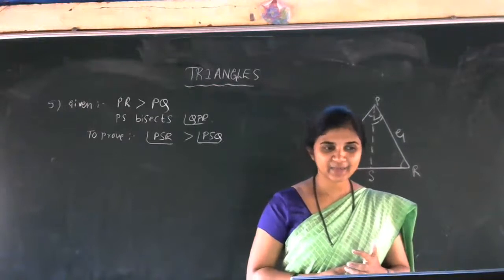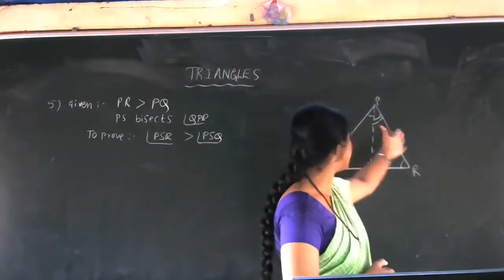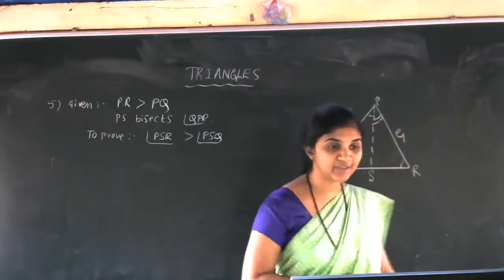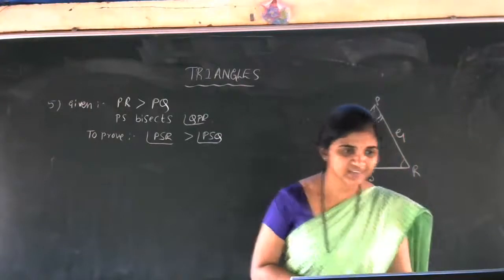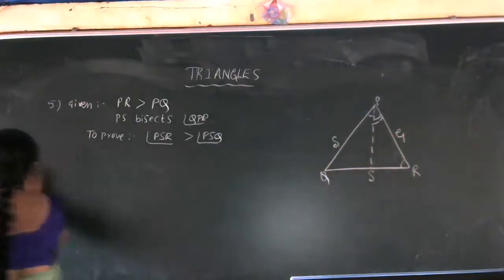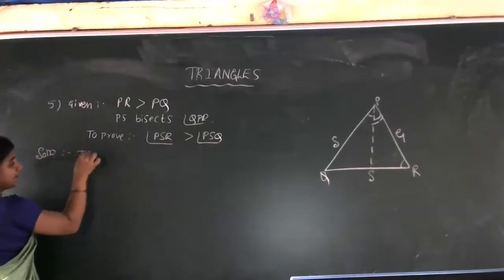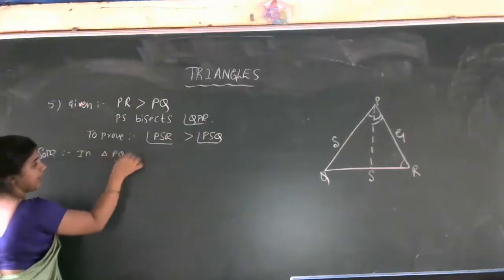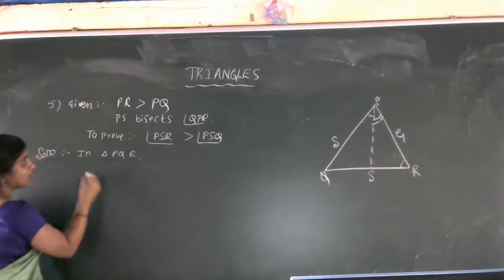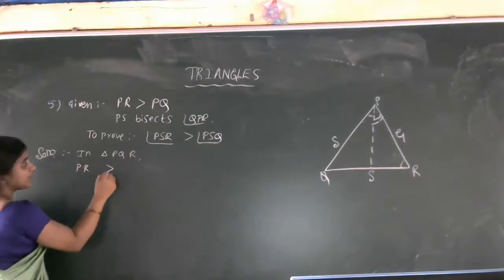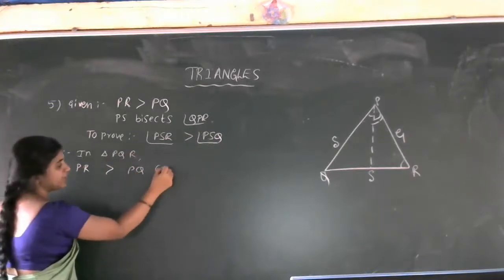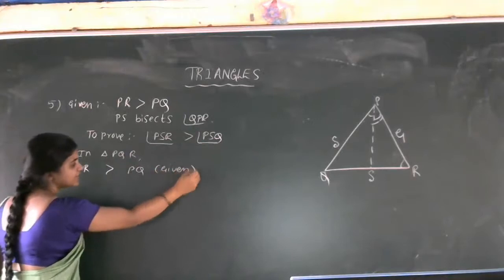In triangle PQR, shall we compare this one? PR is greater than PQ. Okay, shall we start? Solution. In triangle PQR, what is given actually? PR is greater than PQ, given.